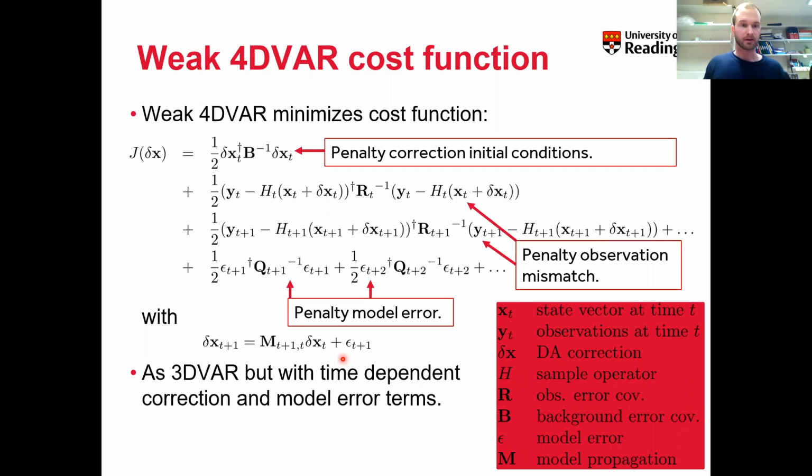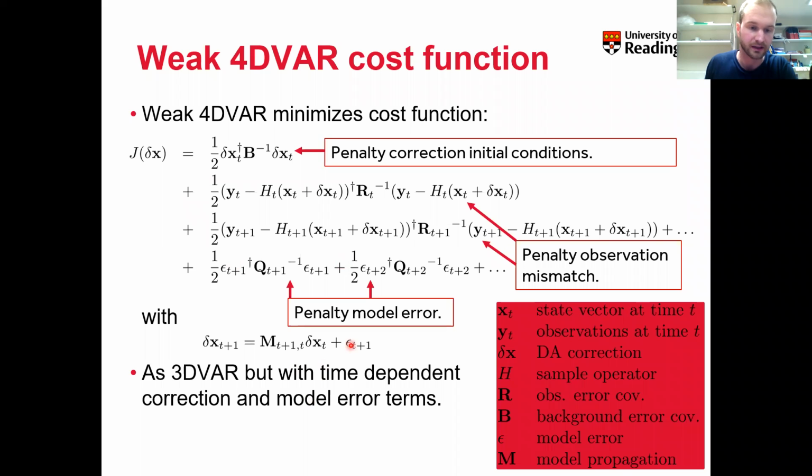A similar approach will give you the cost function for 4D VAR. However, there are two differences. One, as I mentioned before, the DA correction in 4D VAR is a function of time. Two, we end up with these new model error penalty terms.